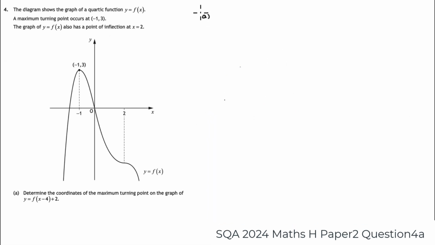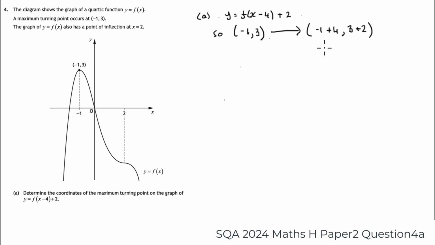So here we have part A, and we're moving the graph 4 units to the right and up 2. So the point -1, 3 will move to 3, 5. X units will move to the right before, and Y up 2. So that gives us 3, 5.